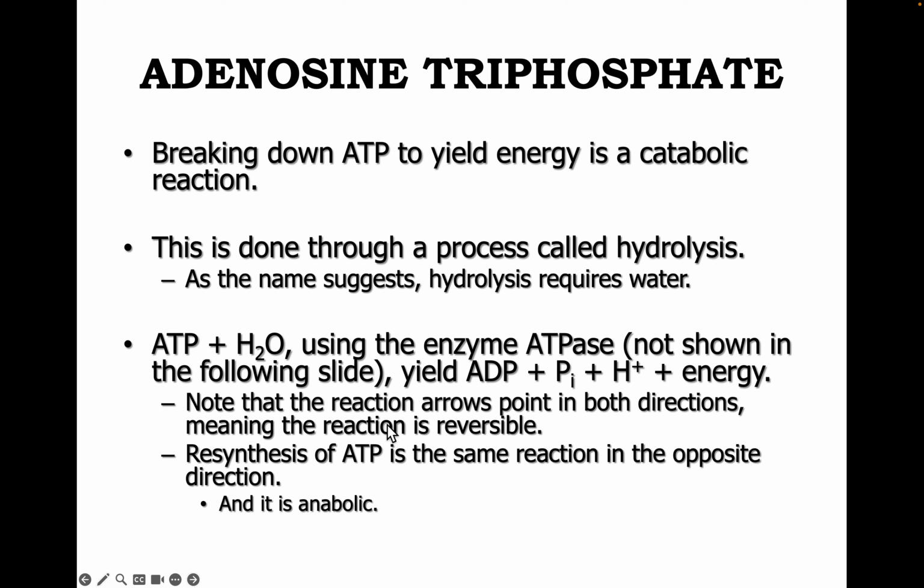When we look at the chemical reaction in the next slide, we've got reaction arrows that point in both directions, meaning we can recreate adenosine triphosphate if we have an ADP molecule, a phosphate ion, and a hydrogen ion as well. So resynthesis of ATP is the same reaction in the opposite direction, and it is anabolic. Breaking down ATP is catabolic, but when we create ATP, this is considered anabolic.